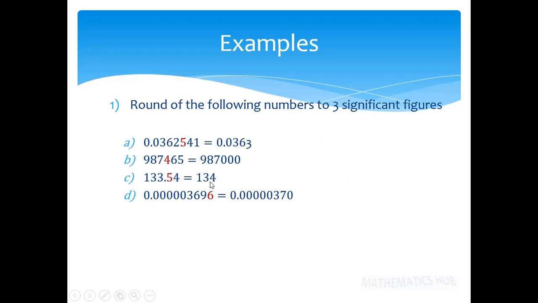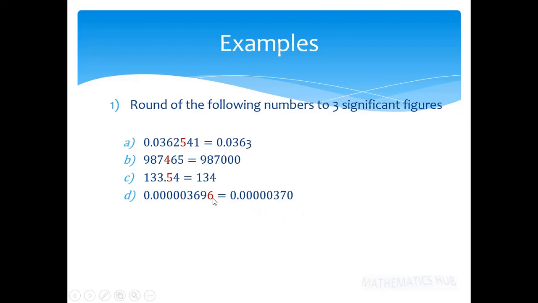The same applies now for part D, where we are having 0.00003696. We round off that number correct to 3 significant figures. We look at 6, it's above 5, so we add 1 to 9. 9 becomes 10, we add 1 to 6, and we have 7. So that's how we are getting our answer for part D.